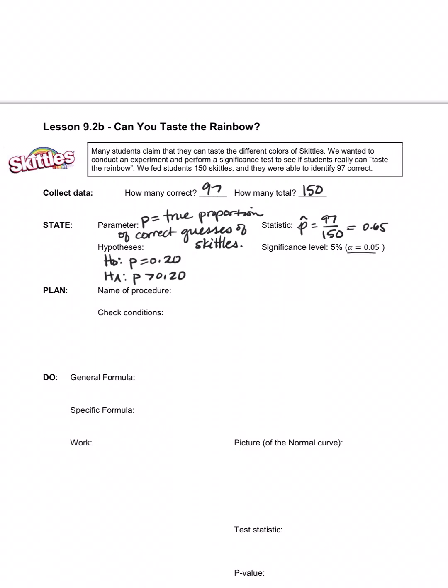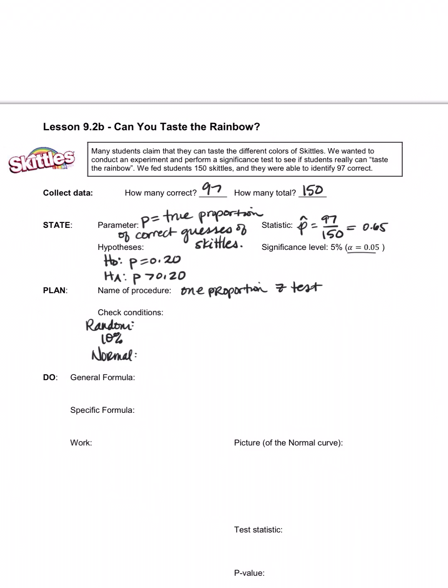All right, now the procedure. Naming our procedure. We now have a 1 proportion z-test. 1 proportion z-test. We've done intervals and now a z-test, okay? Conditions. What are our 3 conditions? Random, 10%, and normal. Okay, was our sampling random based on the problem?